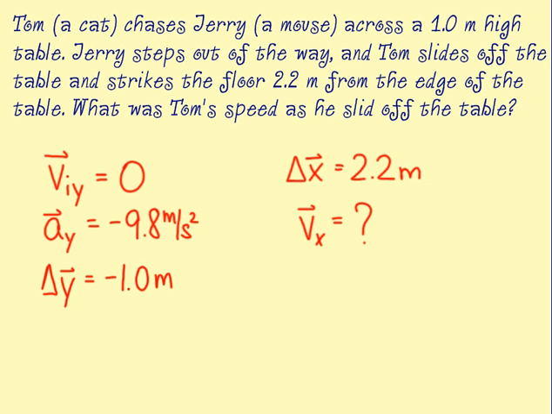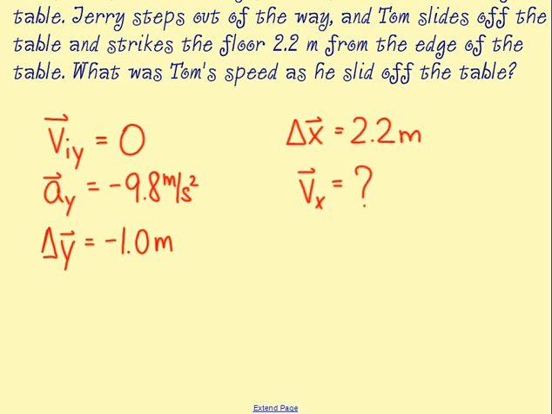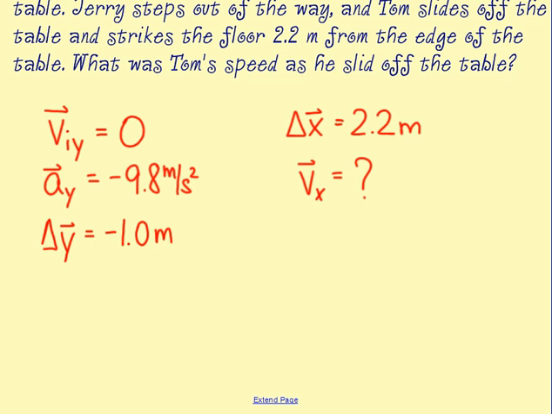Well, I only have one equation in the x direction. The one equation I have says that the velocity in the x direction equals the x displacement divided by time. But we don't have time, so I can't use that equation yet. Instead, I'll look at the information that I know in the y direction and pick an equation for the y direction to find time.